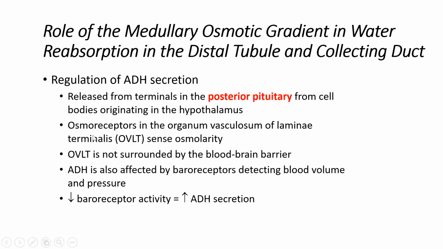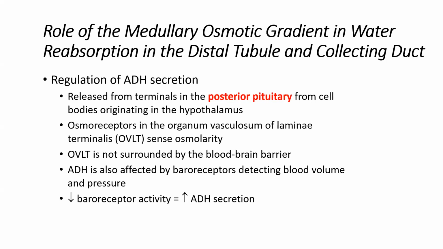So we have certain centers that are in our hypothalamus. These are called the osmoreceptors in the organum vasculosum of the lamina terminalis, a very complicated and strange name, which we sometimes refer to as OVLT. These are basically receptors that are sensing the osmolarity of our plasma. And they're basically going to determine whether or not we need to secrete ADH. They're going to be in areas where we do not have the blood-brain barrier.